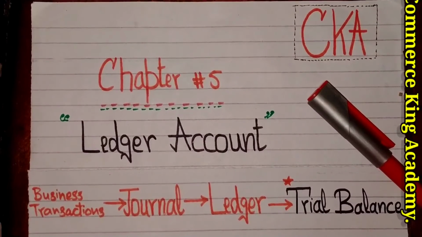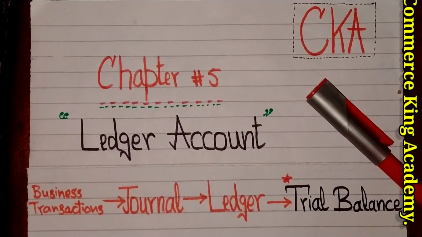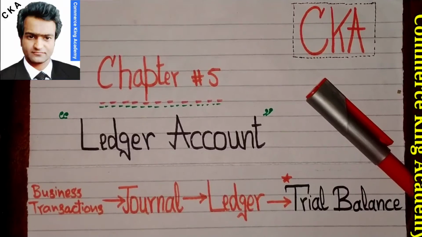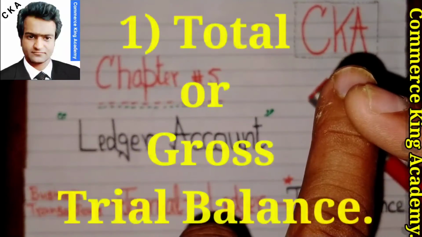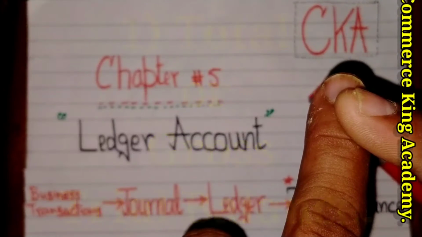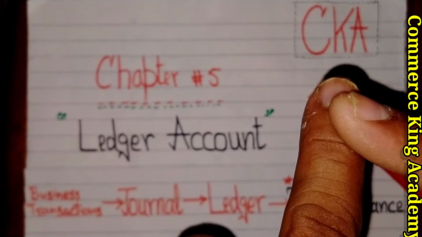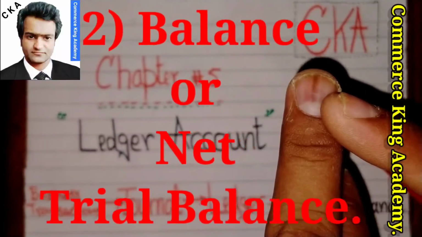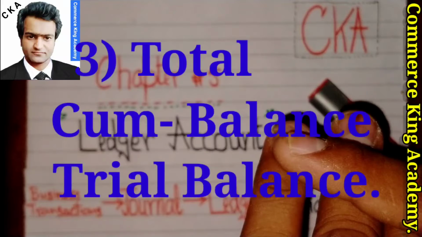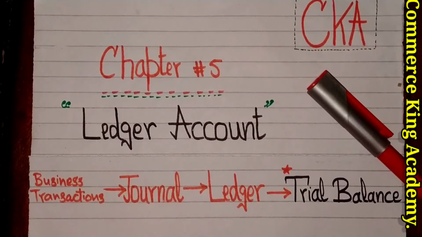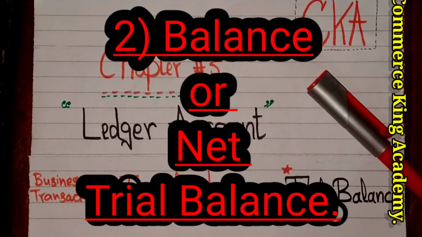After completion of some discussion on trial balance, now we are moving toward some names or methods of trial balances. First of all, there are three methods for preparation of trial balance. First is total or gross trial balance. This is most commonly used in practical life as well as for educational purposes. The second is balance or net trial balance. The third one is total cum balance trial balance. So we will adopt the second type, which is balance or net trial balance, throughout our learning.